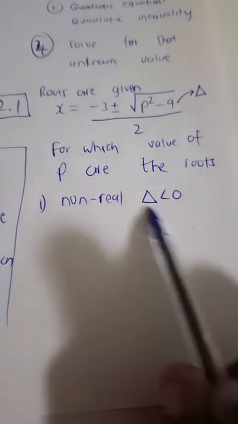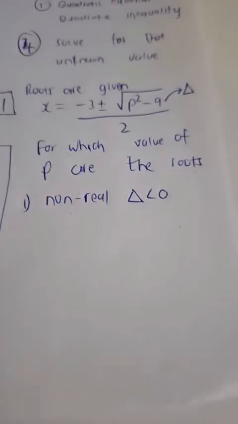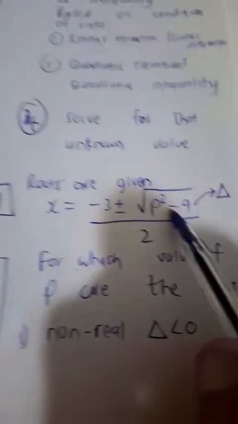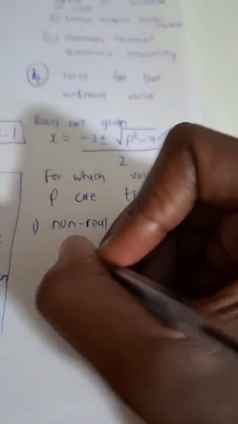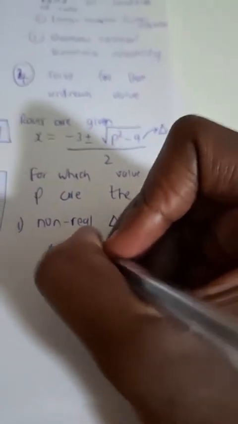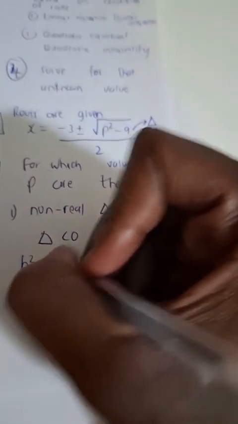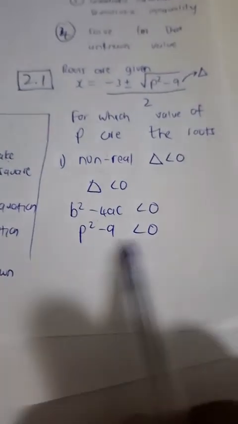So that means we are going to be setting up an inequality where delta is less than 0. We fetch the discriminant, which is p squared minus 9, and we simply say delta less than 0, b squared minus 4ac less than 0. In other words, delta here is represented by p squared minus 9 less than 0. Then we are going to solve this.